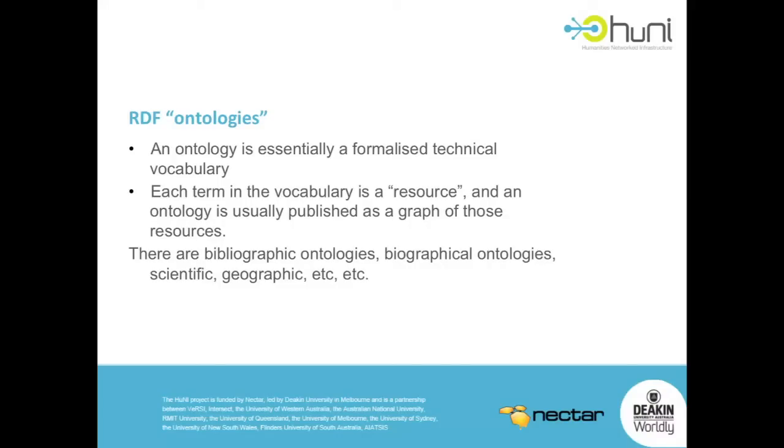So an RDF ontology, essentially, is a formalised technical vocabulary. There are ontologies for all kinds of things, and the one that Ingrid showed, Dublin Core, for instance, is a kind of bibliographic ontology for describing published resources. So you have a vocabulary which has terms like publisher, date, creator, title. That's, if you like, a technical vocabulary drawn from the library world.